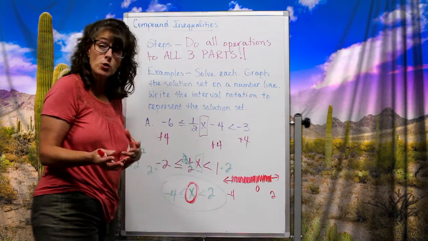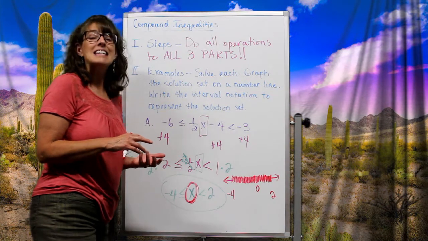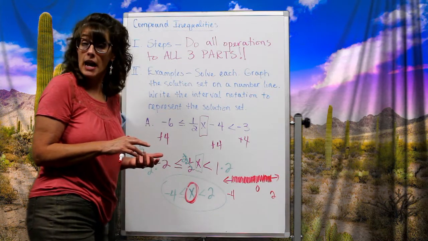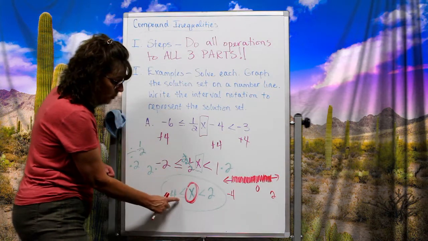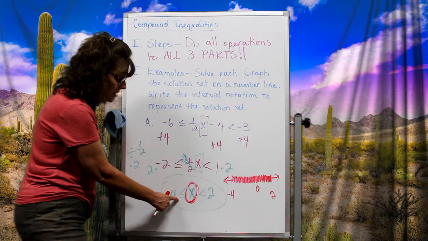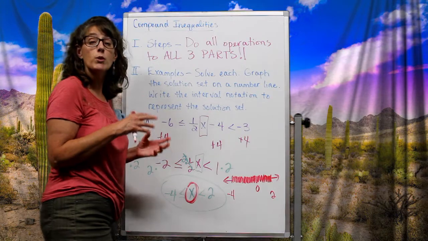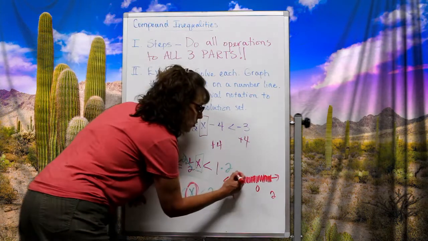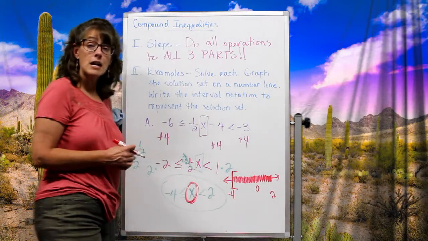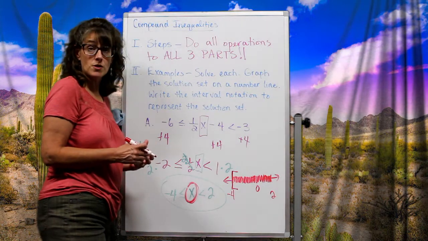So now I simply have to decide, well, what about this -4? Is it a part of the solution set or not? Yes, it is a part of the solution set. And how do I know? Because there's an equal to part right here. So since that -4 has an equal to part, remember, we don't do closed and open circles anymore. We do parentheses and brackets. So the bracket is going to indicate that that -4 is a part of the solution set.